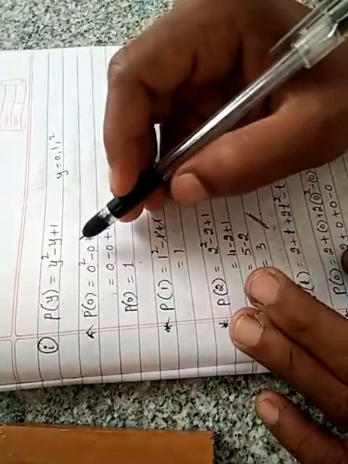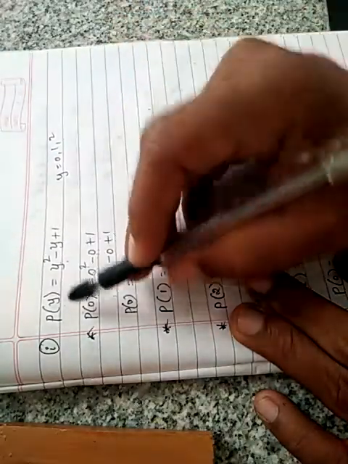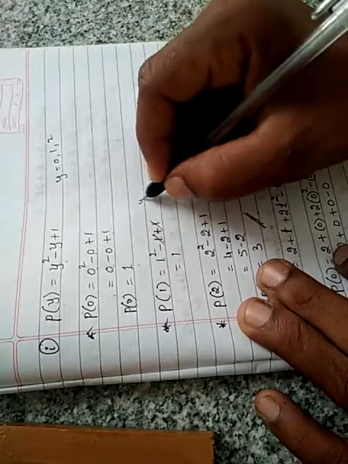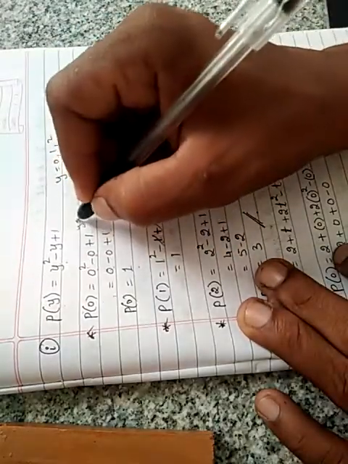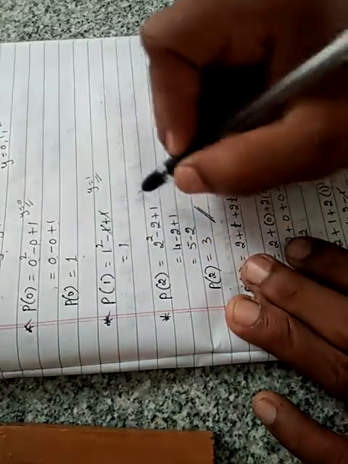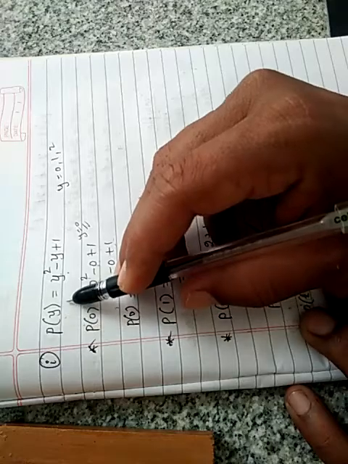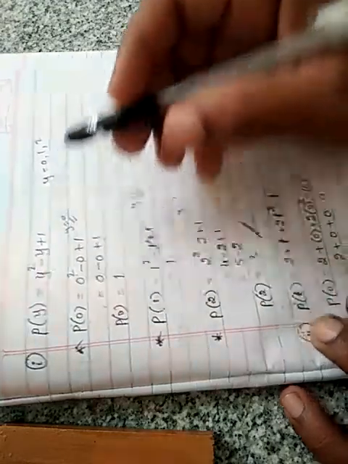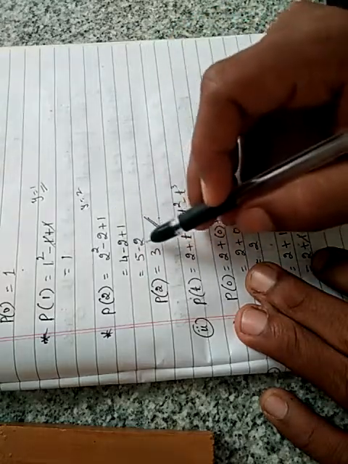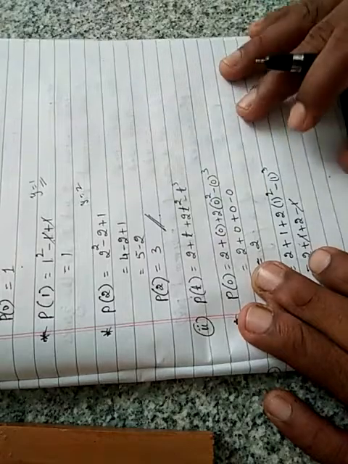In p of y is equal to y square minus y plus 1, I have substituted y is equal to 1 here, and earlier y is equal to 0. After substituting, you get the value 1. Similarly, here y is equal to 2. If you put 2 square minus 2 plus 1 and simplify, you will get 3. So p of 2 is equal to 3.